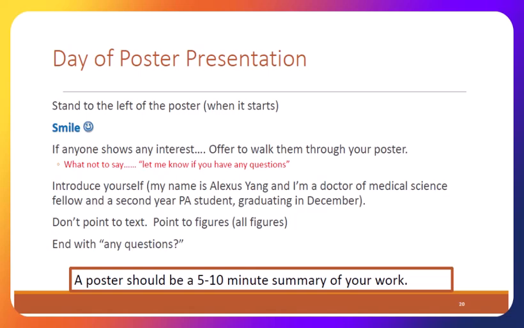Just some final stuff here from the other former faculty member. On the day of the poster presentation, they wrote stand to the left of the poster. I don't know that it matters if you stand to the left or to the right. Engage people, smile. If someone shows interest, ask them if they have any questions, offer to walk them through your poster. Try not to point at text, but it's okay to point at figures. And end with any question.